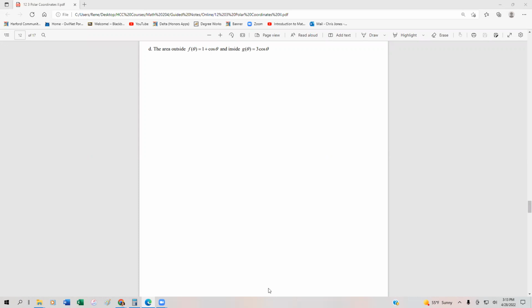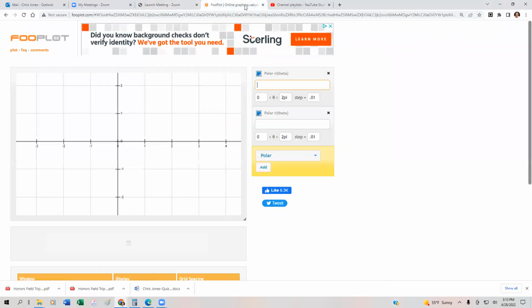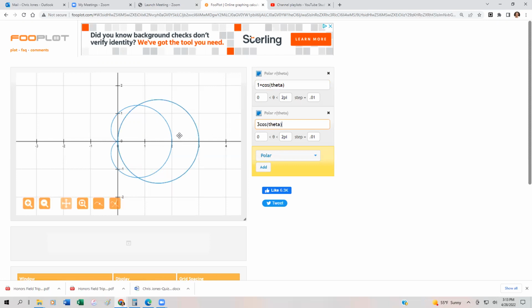So we're going to use a graphing utility, and we'll start with 1 plus cos of theta, and that's going to give us a cardioid. It's going to be outside of this cardioid, but inside 3 cos of theta. Essentially we're looking for this crescent moon like shape right here, and we're going to omit this part right here. So if we could figure out what these points of intersection are, then we'll be good.